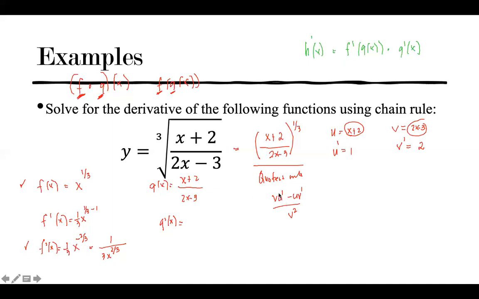So using this format, v is 2x minus 3 times u prime, which is 1, minus u, which is x plus 2, times v prime, which is 2, all over v squared. And our v is equal to 2x minus 3 squared.